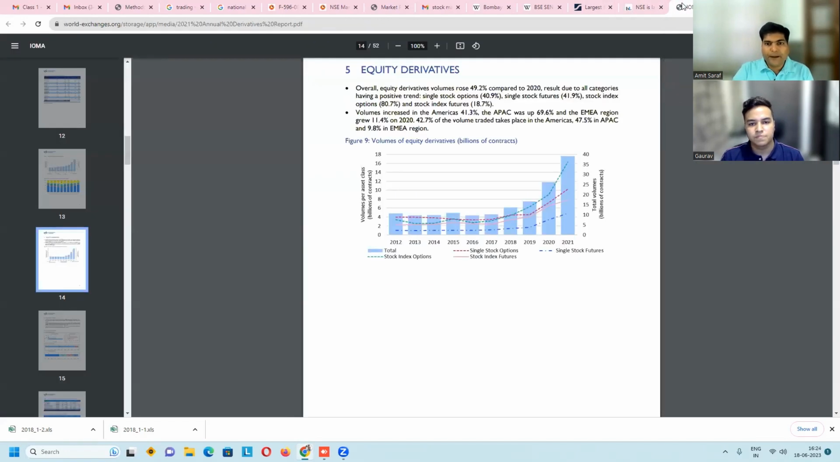I'll show you a data set. Equity derivatives. Now see the volume of equity derivatives. Derivatives are growing so fast. In 2012, it was about 4.5 billion contracts, and now we have come to about 38 billion. Maybe now we have well crossed the 40 billion mark as well. Just imagine, in a 10-year period, volumes across the world are growing tenfold. This is the kind of expansion that we are seeing in equity and derivative markets.